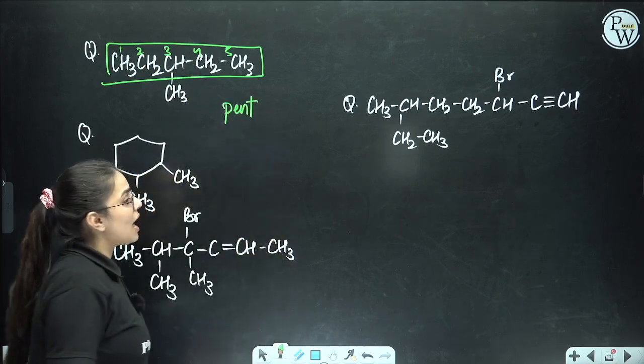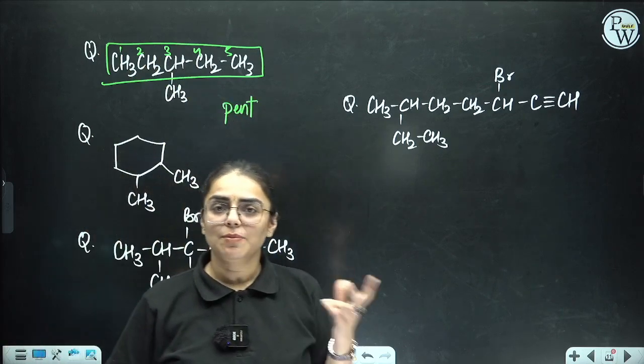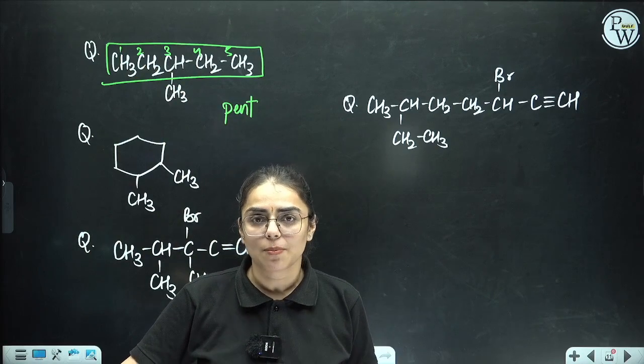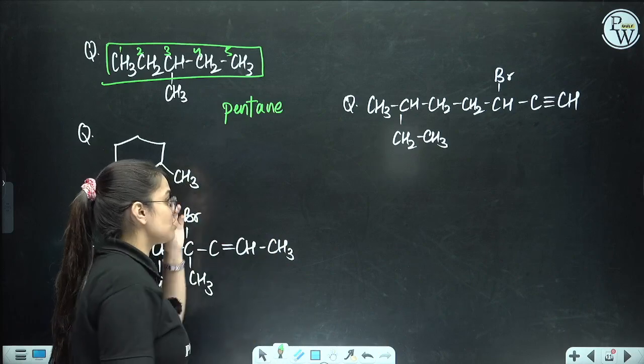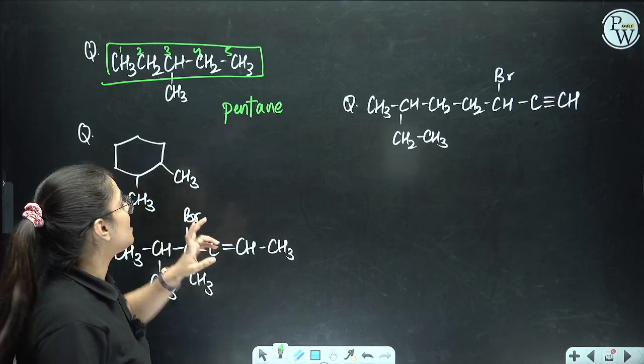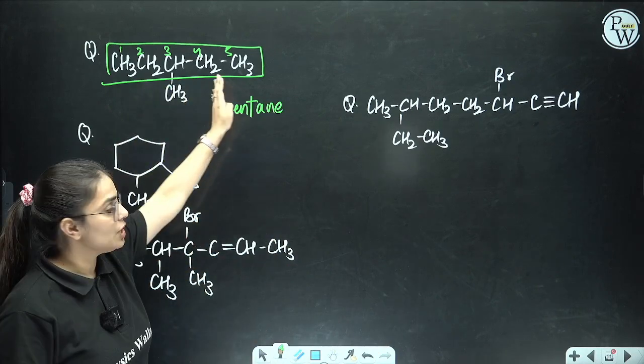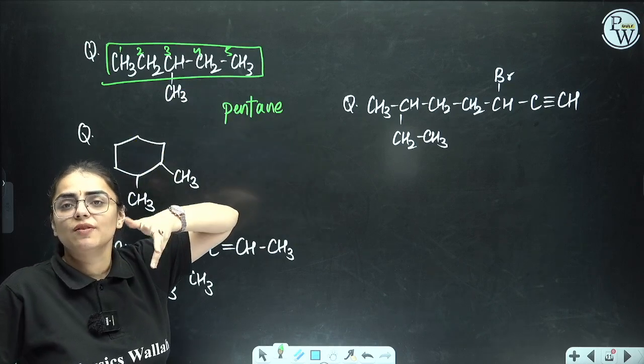Now after the word root we have to write the suffix, that is the primary suffix. Now what is the bond between carbon and carbon atoms? It is a single bond, so you are going to write ane over here. This is going to be pentane. Clear guys? Now see students, here we don't have any secondary suffix because we don't have any functional group.